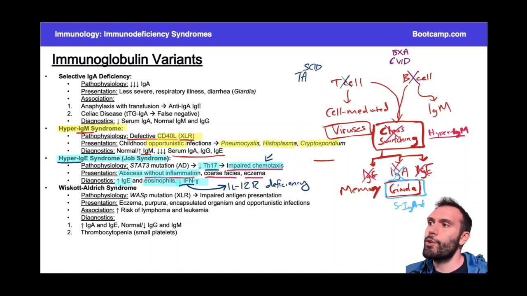And why does this occur? This occurs because there's a STAT3 mutation. Now, STAT3 is one of those genes that's going to help regulate cell growth.